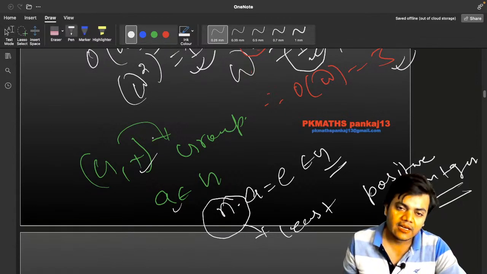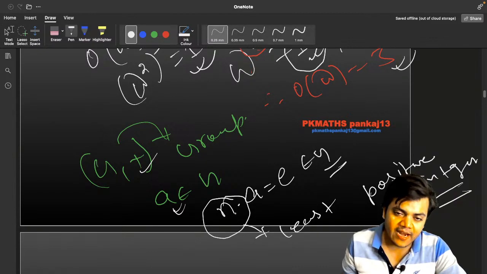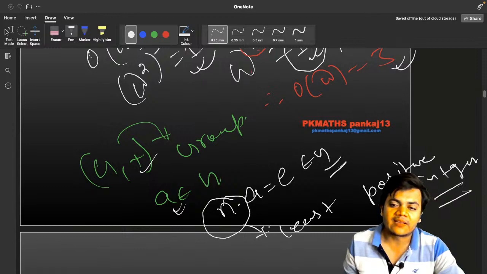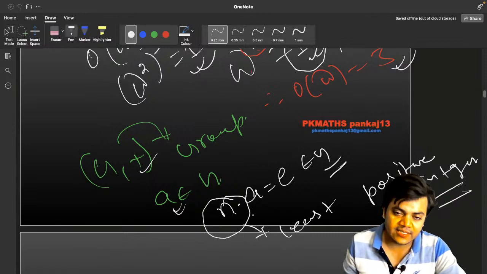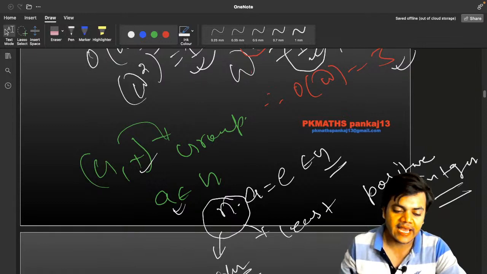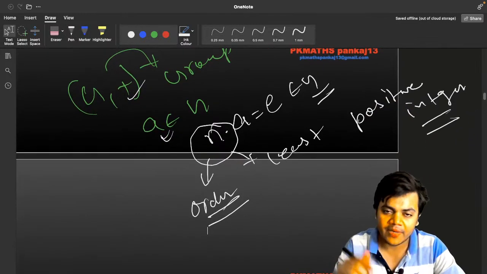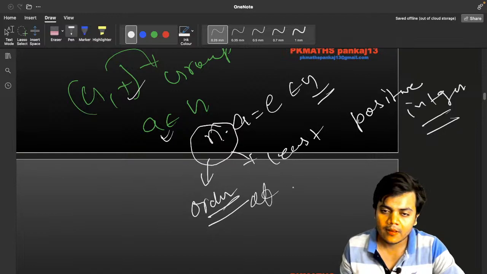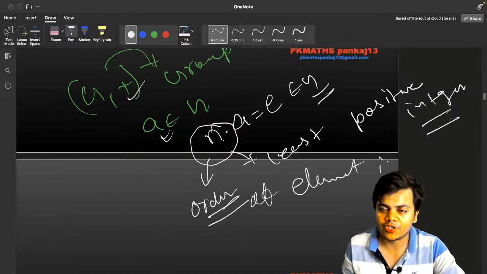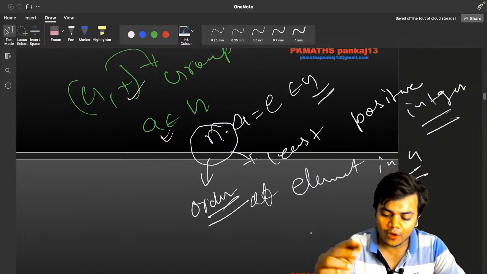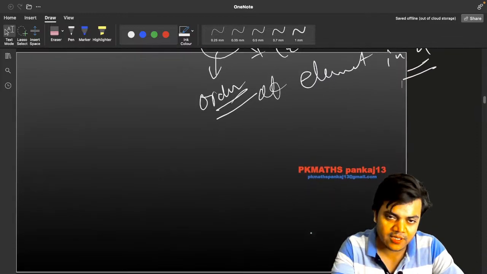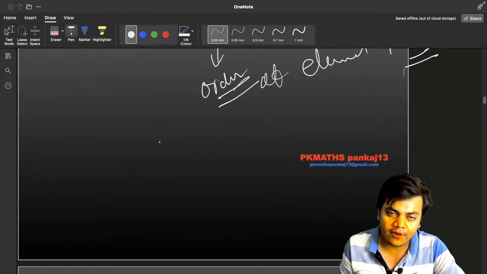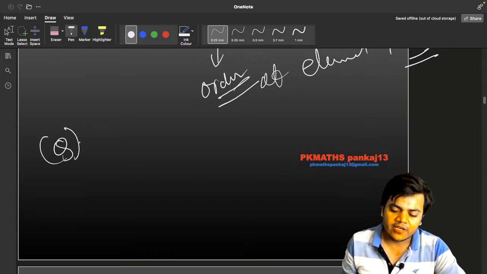In that case the order of an element will be what? For example, if nA is going to be E, then this n will be what? The least positive integer, and this n is what? The order. Okay, this n is what? The order of element in G.